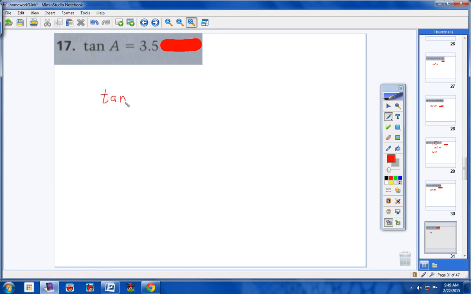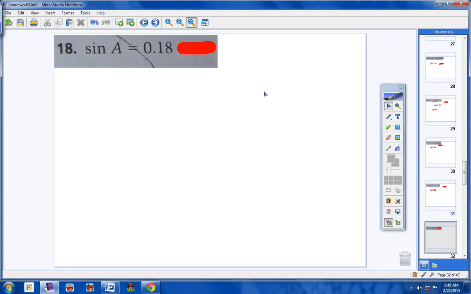Once again, we're missing an angle, so I'm going to use my tangent inverse and then type in 3.5. So inverse tangent of 3.5, type it in correctly, round correctly, and you'll get 74.1 degrees. Alright? Okay, number 18.